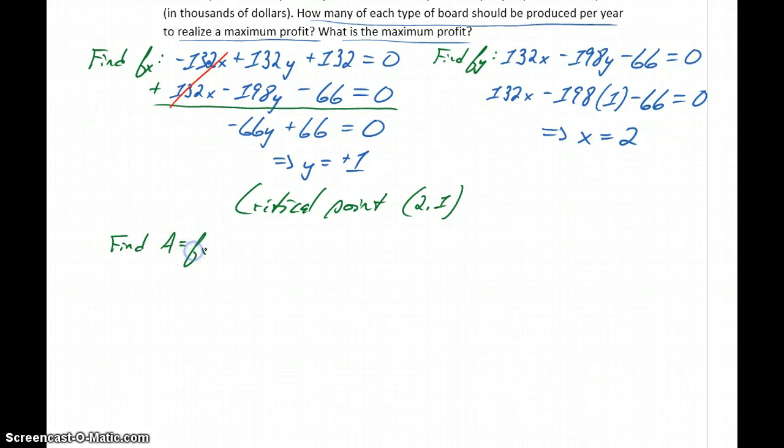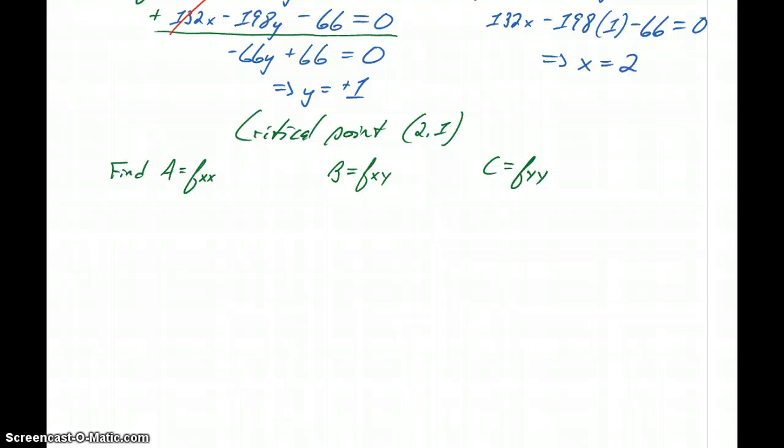So we'll find A equals f differentiated both times with respect to X, B equals our function differentiated with respect to X, then with respect to Y, and C equals our function differentiated with respect to Y, and then with respect to Y. Again, what we're referencing back to is that profit function, so I should probably be using P instead of f, but for some reason I can't seem to break that habit for this problem. So we'll evaluate A, which is going to be f sub XX. So our second derivative with respect to X is going to be negative 132.